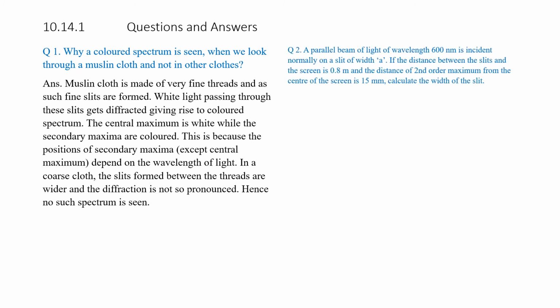Question number 2. A parallel beam of light of wavelength 600 nanometer is incident normally on a slit of width a. If the distance between the slit and the screen is 0.8 meter and the distance of the second order maximum from the center of the screen is 15 mm, calculate the width of the slit. So, he has given all parameters, we just have to remember the formula and substitute it.